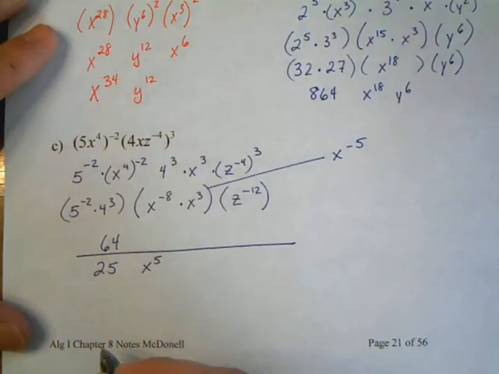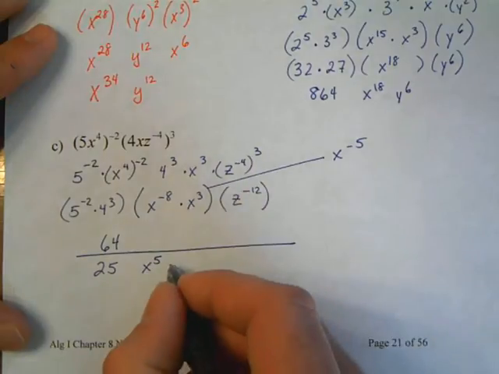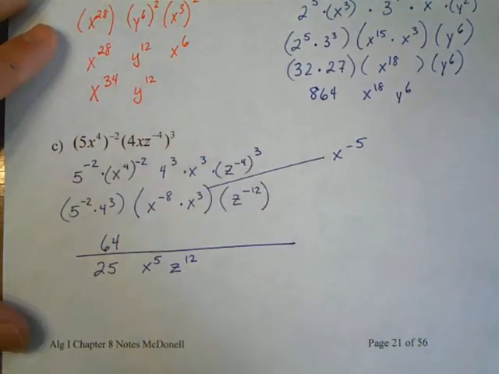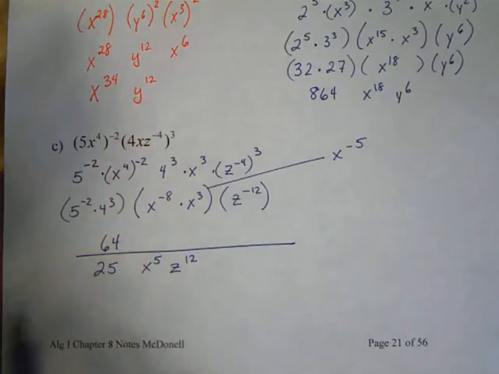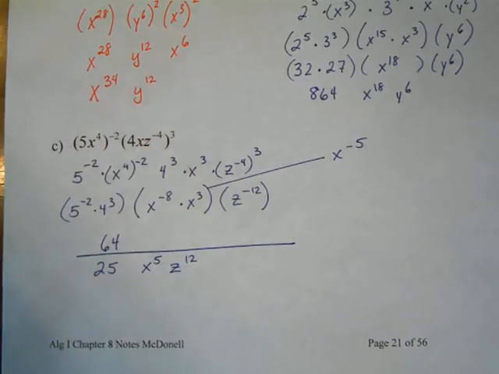We now look at the second part, x to the negative 8th and x to the 3rd. We combine those together and get x to the negative 5. But because it's negative 5, that's going to go to the bottom and become a positive 5. And then last, our z to the negative 12, because it's a negative, goes on the bottom. So our answer is 64 over 25, x to the 5th, z to the 12th.